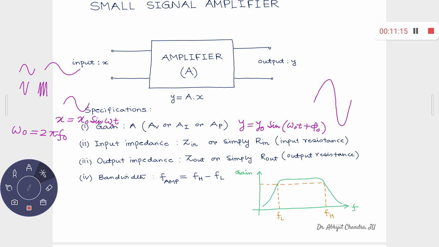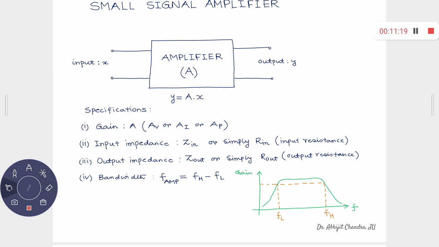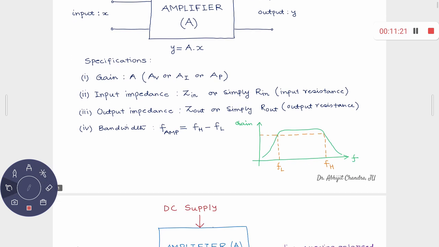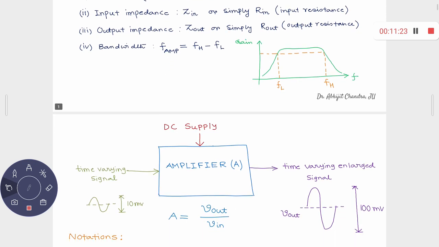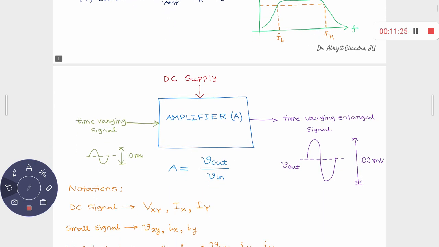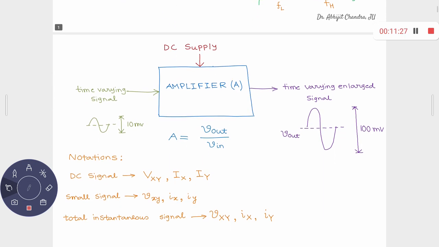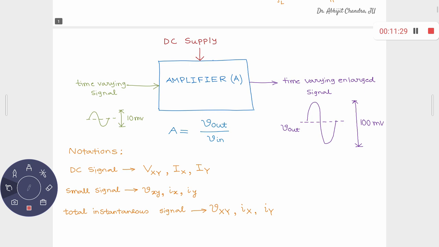Okay? Any doubt up to this? Okay. Then, let's move to some notations in our design.